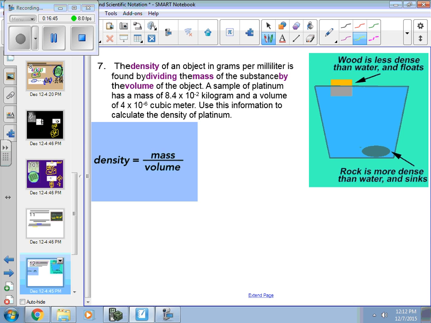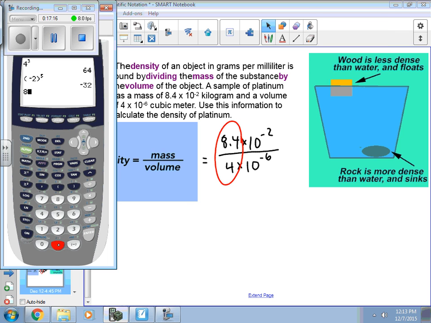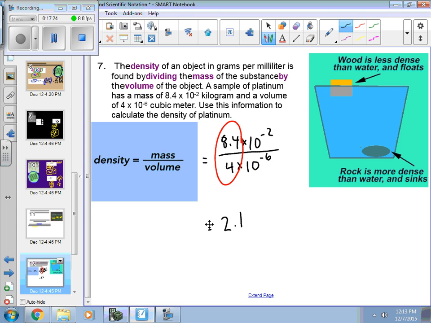So they just said density is mass over volume. If we want to calculate this out, then we need to divide the mass, which is 8.4 times 10 to the negative 2, and divide that by the volume, which is 4 times 10 to the negative 6. Okay, if we're dividing this now, what we can do is use some of our stuff we've done before. Let's divide the numbers first. If we divide 8.4 by 4 on our calculator, let's see what we get. 8.4 divided by 4 is 2.1.